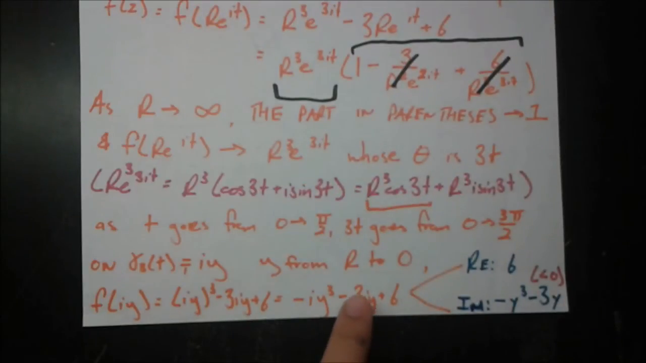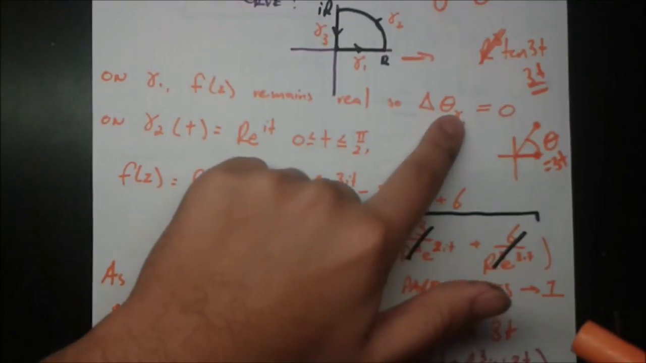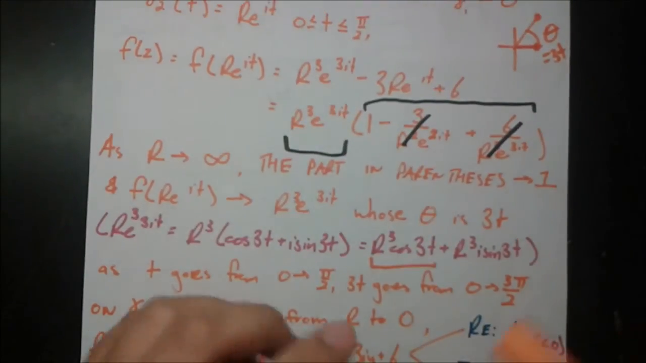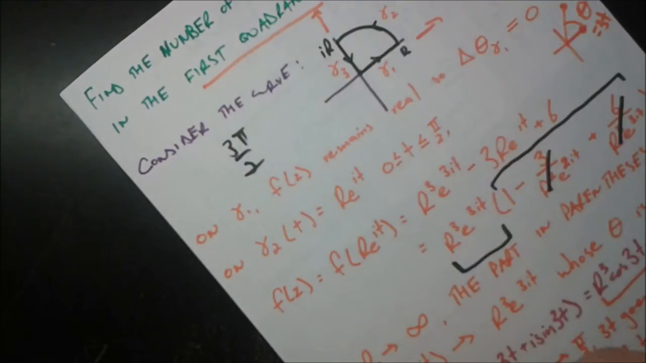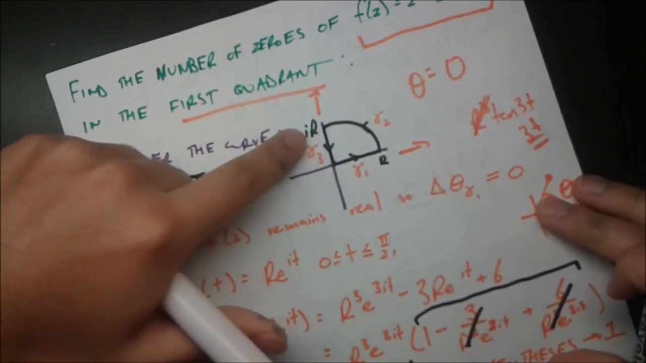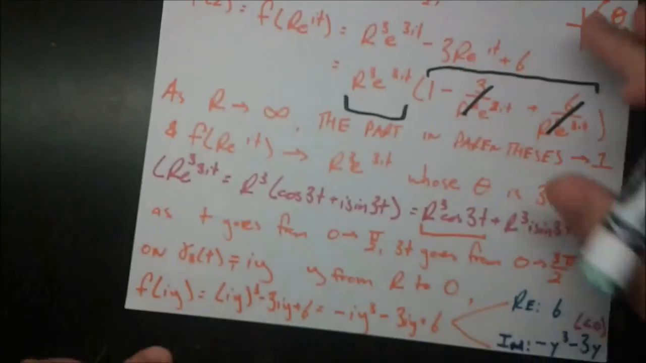So you see that the change is going to be 3 pi over 2. So far, the change is 0 for gamma 1, and the change is 3 pi over 2 for gamma 2. So our running total for the change right now is 3 pi over 2. Now let's see what happens on the final path from iR back down to 0.